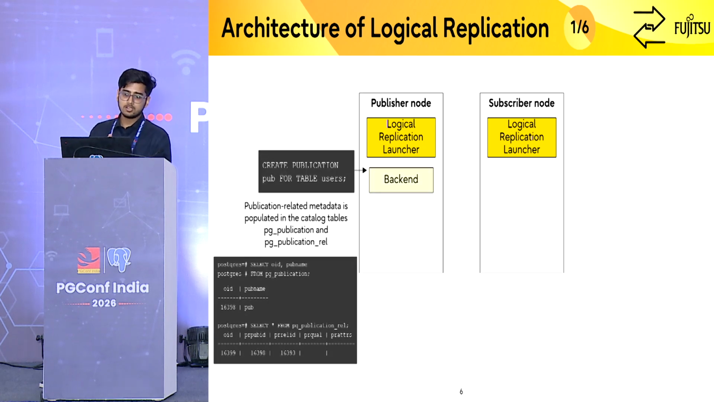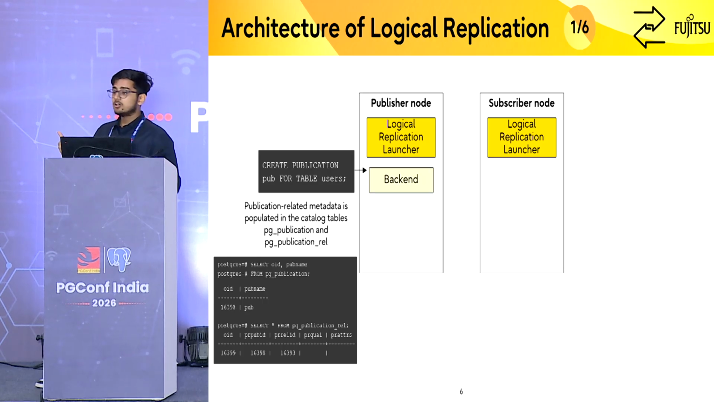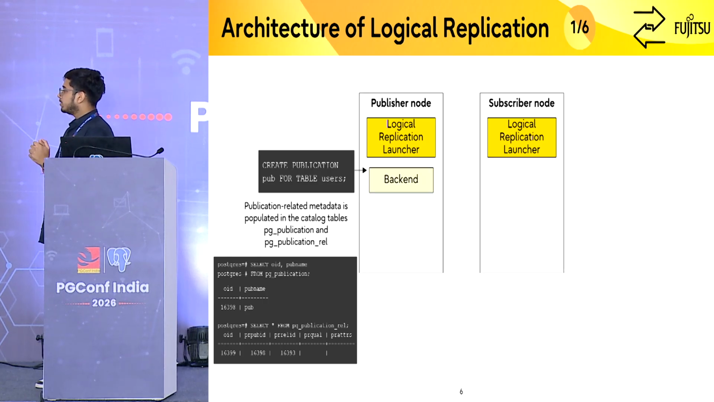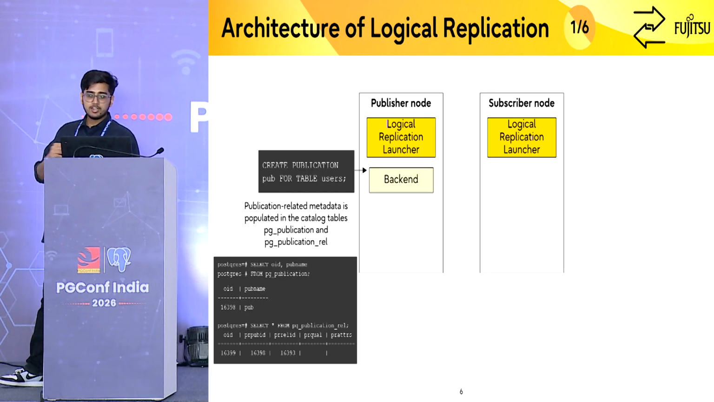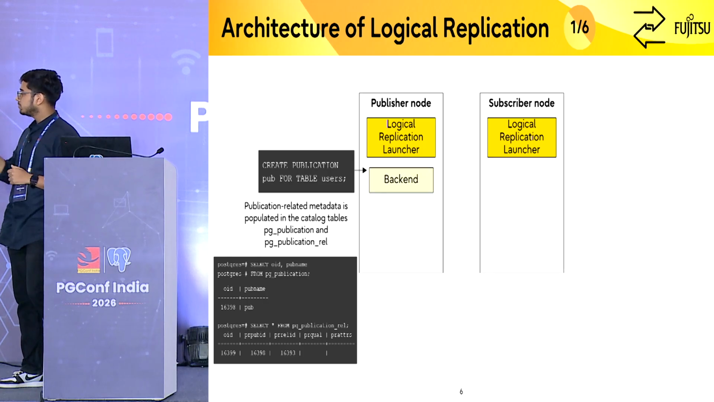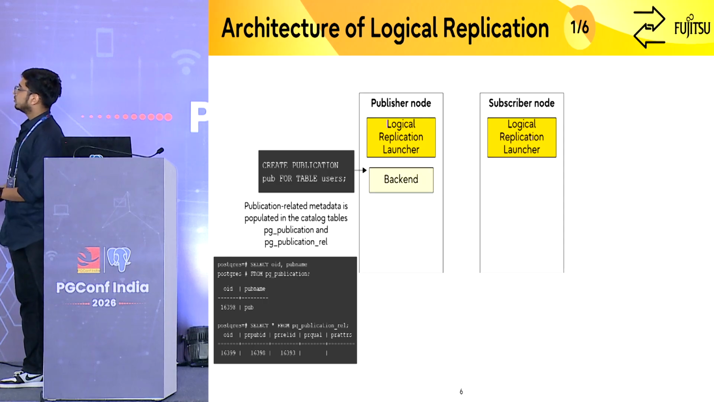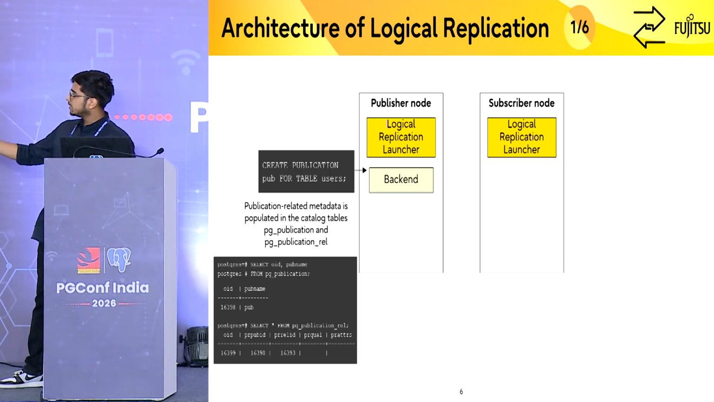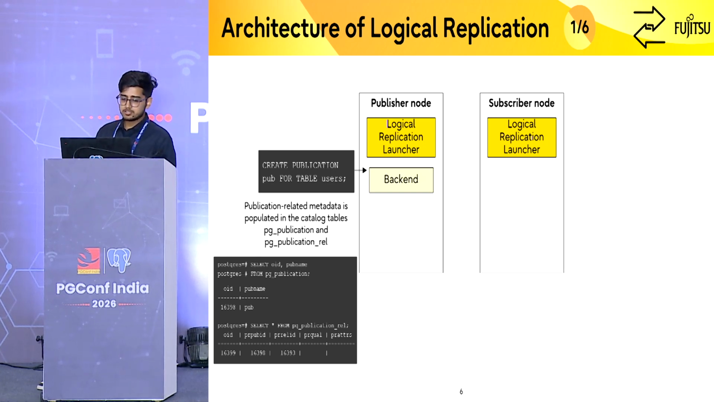Now suppose in a backend a user creates a publication using the create publication command. When this command is executed, the publication related metadata is populated in the catalog tables such as PG publication and PG publication rel. You can see the example: in PG publication we get the details of the publication, whereas in PG publication rel we get the details of the tables which are published.